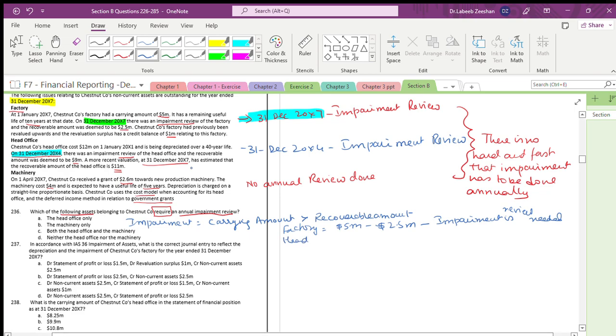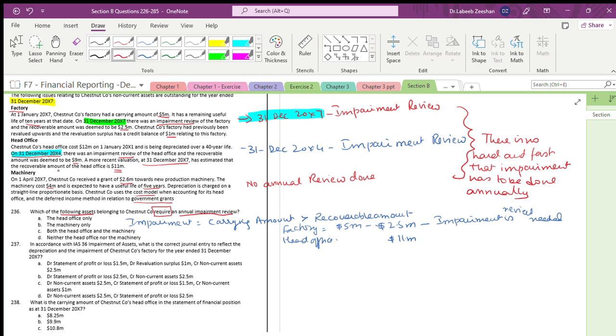Head office. What is the carrying amount? There was an impairment for head office in 2001, 2007. That is the recoverable amount. See the thing here, what it says, 2004. Recoverable amount is how much? Recoverable amount is 11 million.